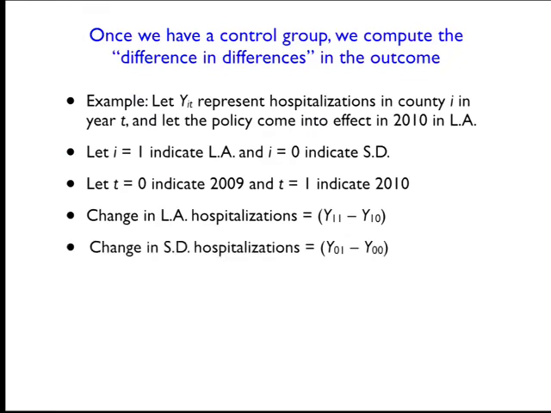And then the change over time in San Diego hospitalizations is going to be the same, except now you have y_01 and y_00. So we've set the i subscript equal to 0 now instead of being equal to 1. So y_01 would be hospitalizations in county 0, which is San Diego, in the post-period, which is 2010. And then y_00 is hospitalizations in San Diego during the pre-period, which is 2009. So you're just getting the change in San Diego hospitalizations over time.